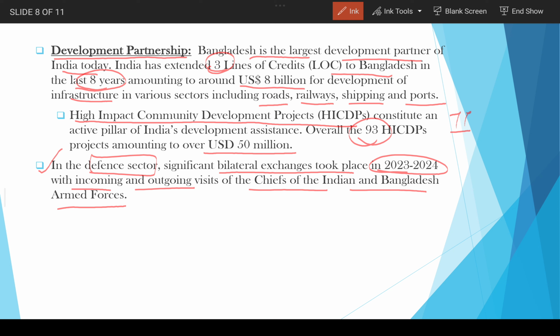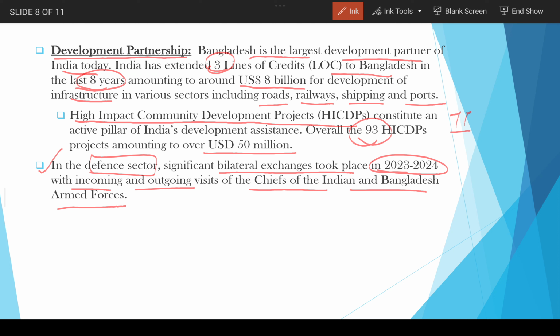Like, why was it called the golden chapter between India and Bangladesh, why was it actually called a golden chapter in the bilateral ties? So we can write these points like how good the relations were with the country of Bangladesh. Okay, so these are the areas of cooperation between India and Bangladesh. These are the areas where both the countries have cooperated.